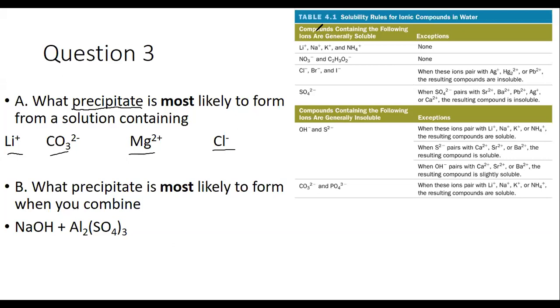Remember, use the table, because right now in A, all four answers are even, which, look at the table, look at your exceptions. What is soluble in the table? What's not soluble from the table?